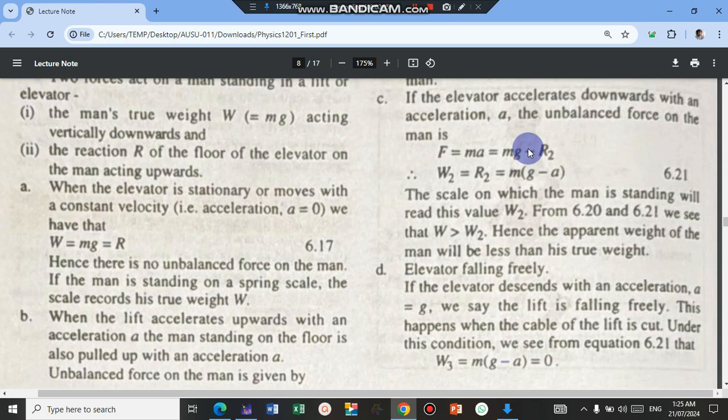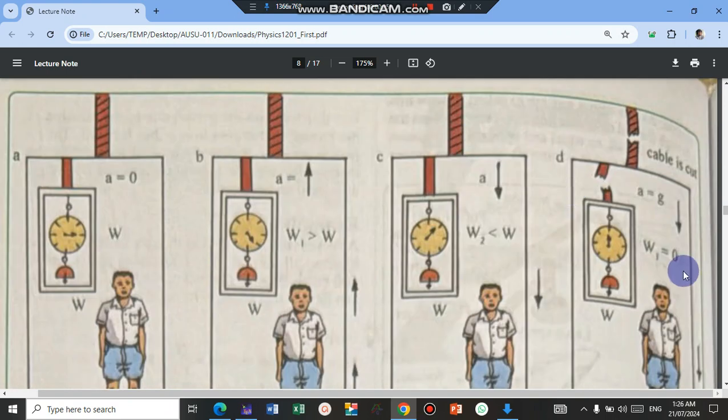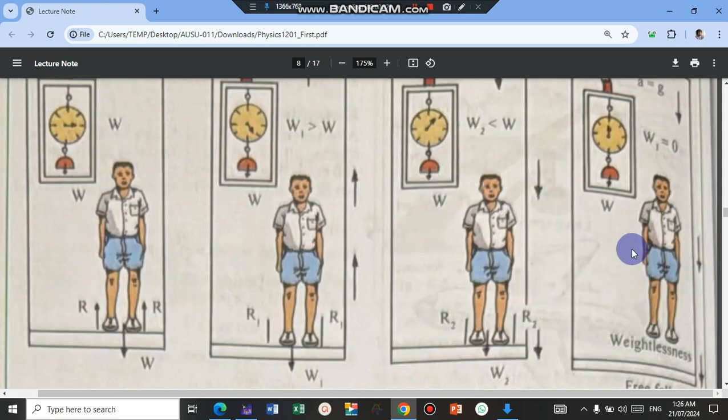Well, in the last video, the ninth one, we were explaining that when the elevator falls freely under gravity, the acceleration of the elevator equals the gravitational acceleration, and for that reason, the scale records zero. The apparent weight of the man is zero. The scale here will record zero, and the man experiences weightlessness, meaning he will feel no weight at all.